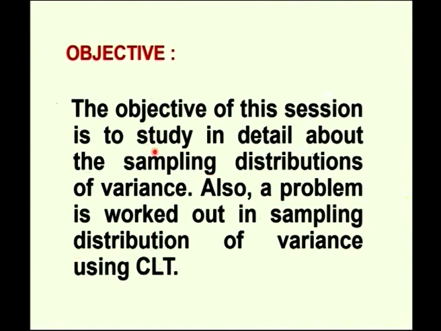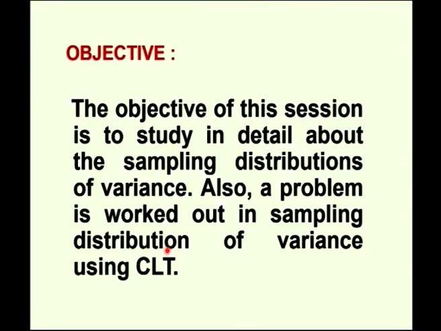Welcome to UGC lecture series. In continuance with the discussion about sampling distribution, in this session we are going to discuss about sampling distribution of variance. As a basis for studying sampling distribution of variance, we have studied chi-square distribution in the previous session. So, the objective of this session is to study in detail about the sampling distributions of variance. Also, a problem is worked out in sampling distribution of variance using the central limit theorem for sample variance.